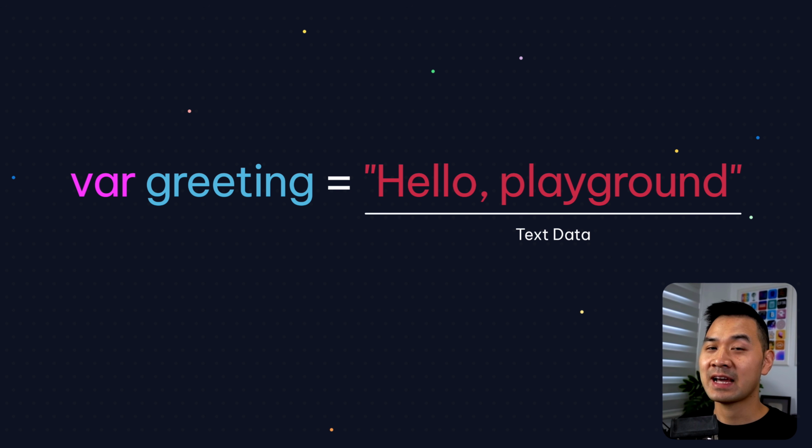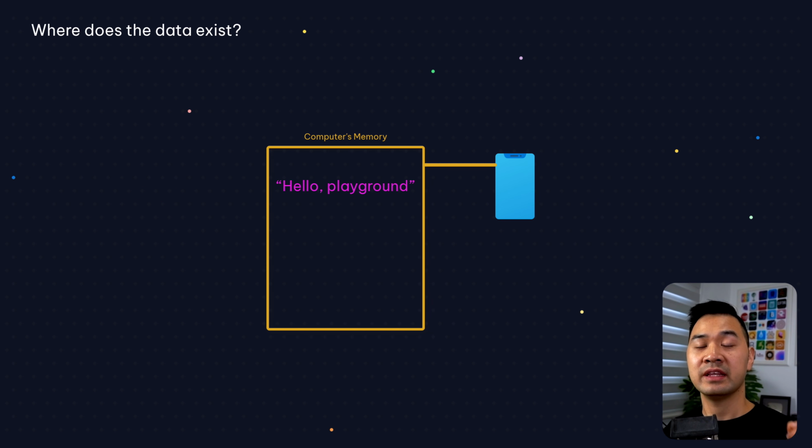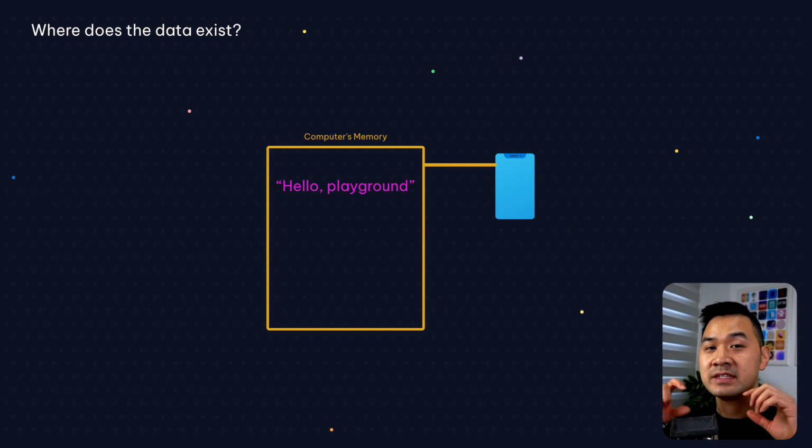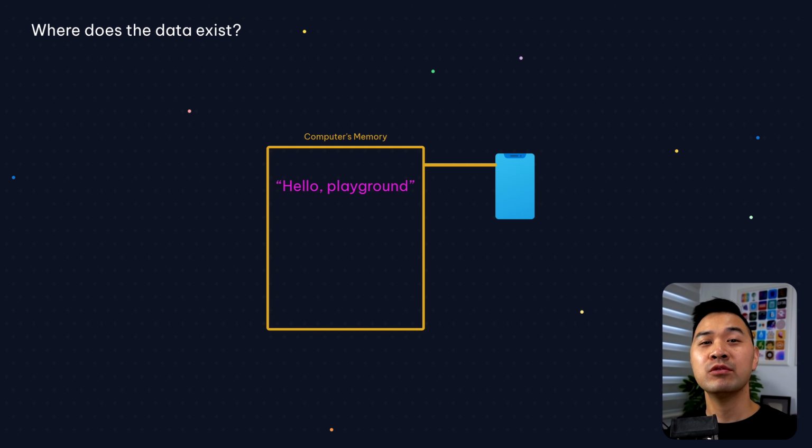This is a piece of text data. I want to ask you a question. Where does this piece of text data live? Or in other words, where does it exist? Well, it exists in the computer's memory. This is memory space that is allocated for our app to function. Okay, great. Now, how do we refer to this piece of data in the memory so that we can work with it and manipulate it?